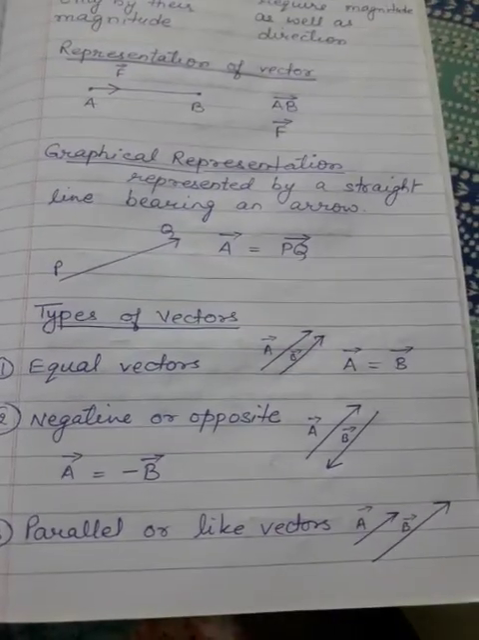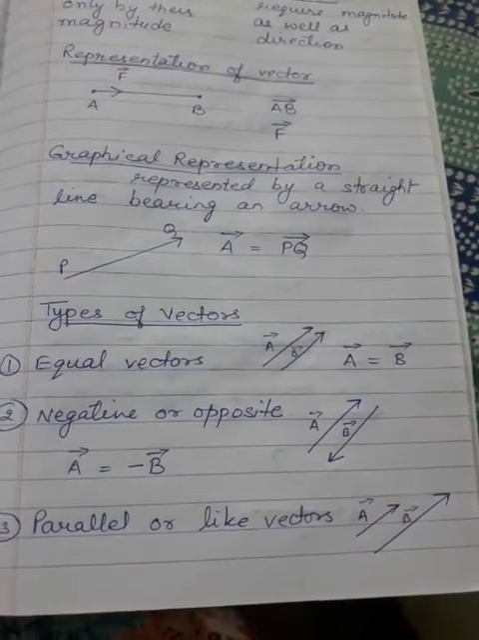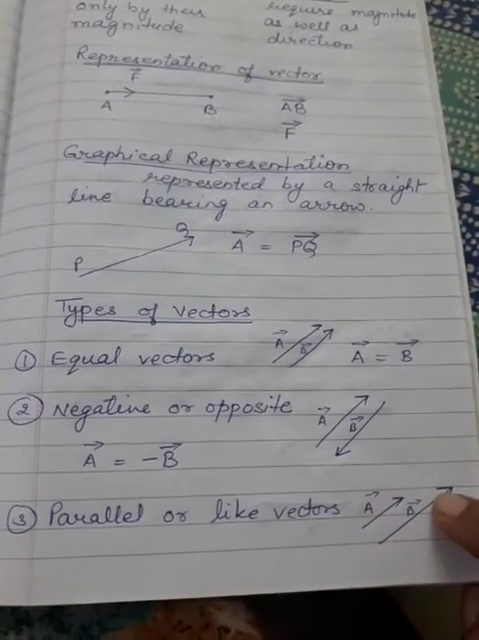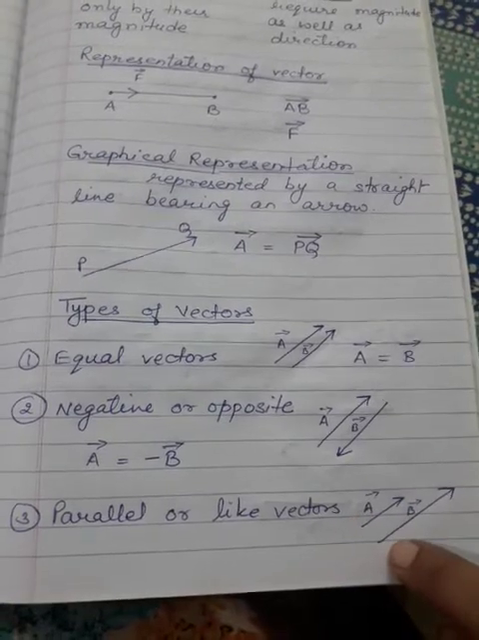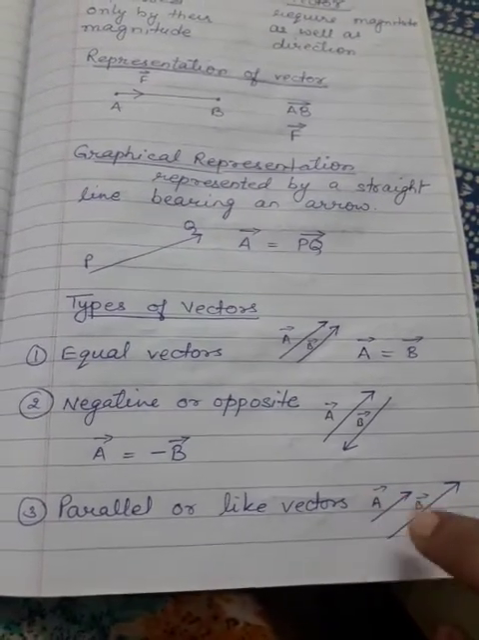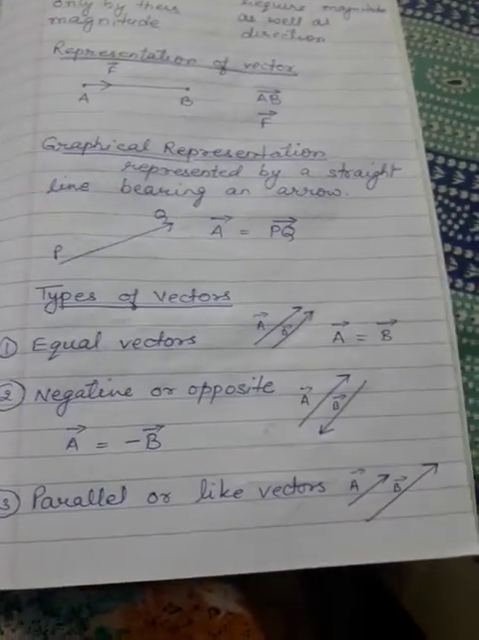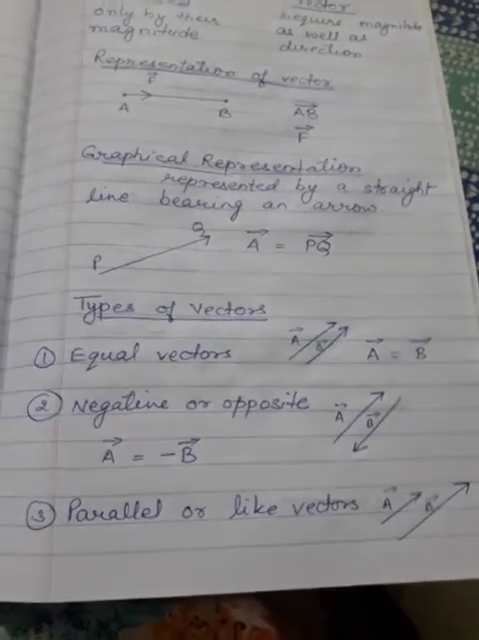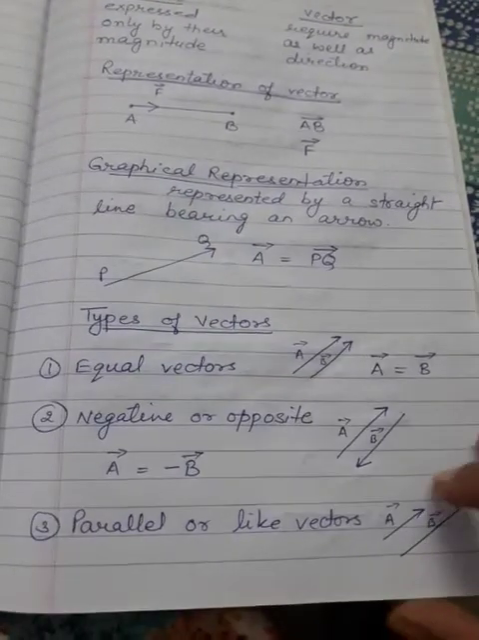Third vector is the parallel or like vector. Parallel vectors are vectors which are parallel in nature, but their magnitudes may be different. So when their magnitudes are different but their directions are the same and they are parallel, then it is called a parallel vector.